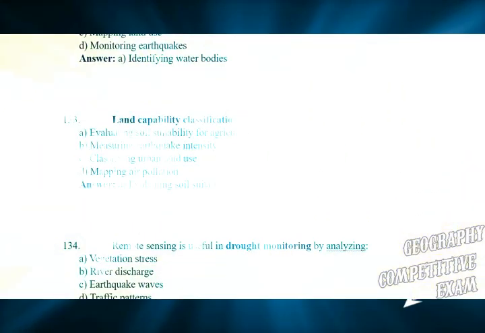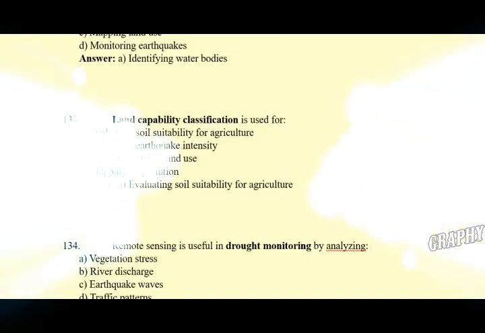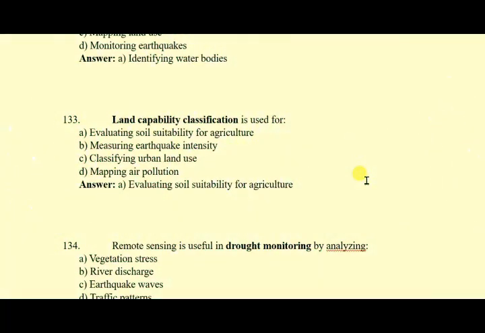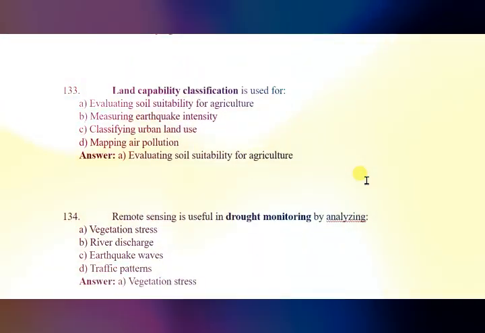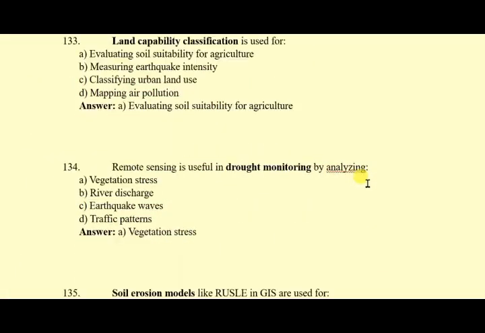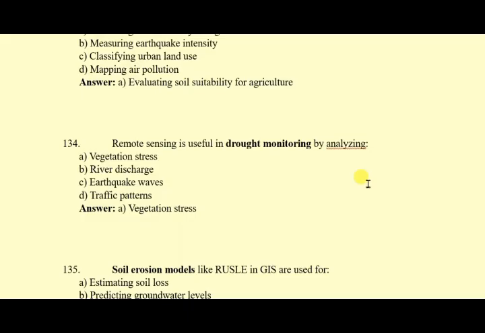Land capability classification is used for evaluating soil suitability for agriculture, measuring earthquake intensity, classifying urban land use, mapping air pollution. Here the right answer is evaluating soil suitability for agriculture. Question 134.